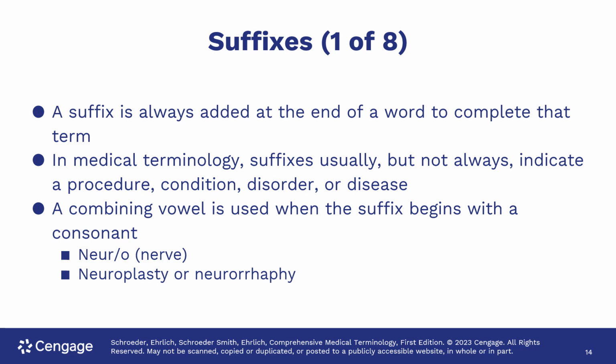So look again. We're talking about neur, which is nerve. The suffix is plasty or raphy, right? So P and R are consonants. Is there a vowel in front of it? No, so you have to use the combining form or combining vowel, which is essentially O. So neuroplasty, neurorraphy.